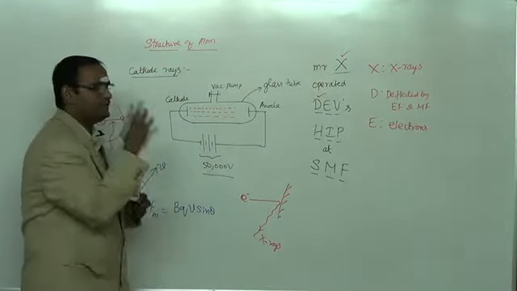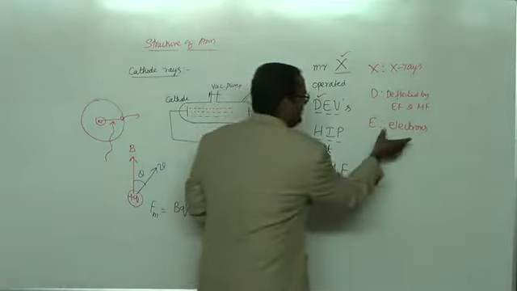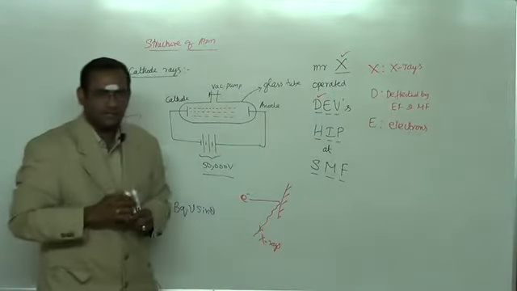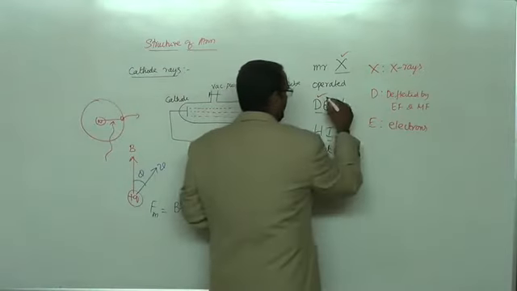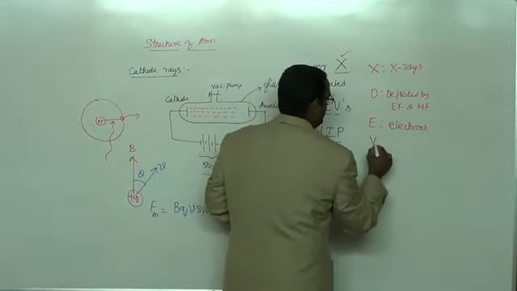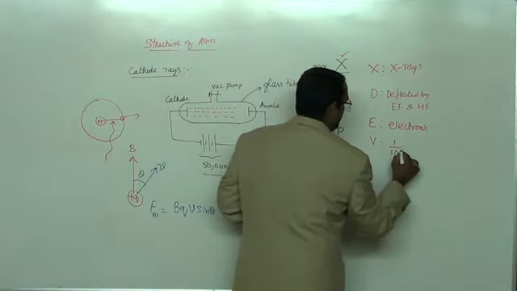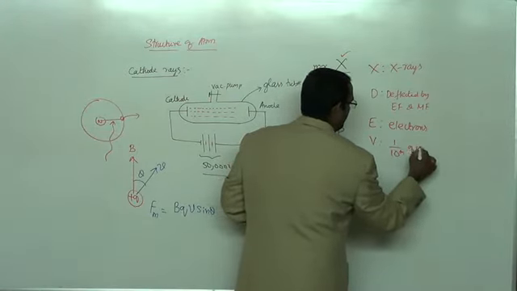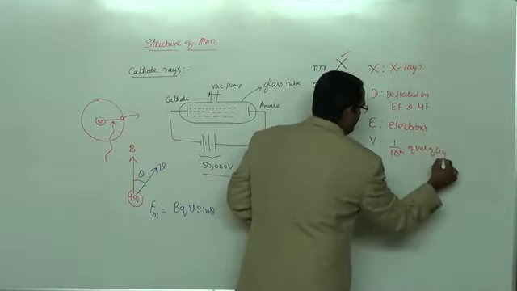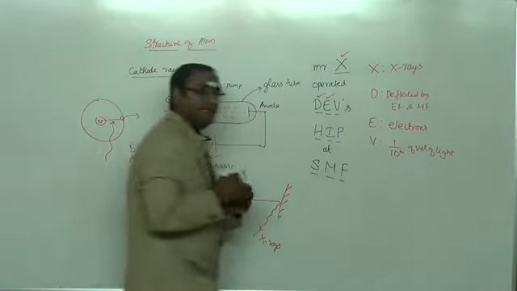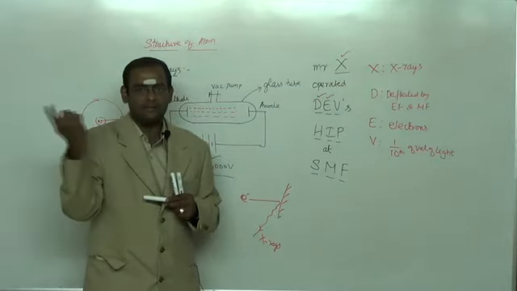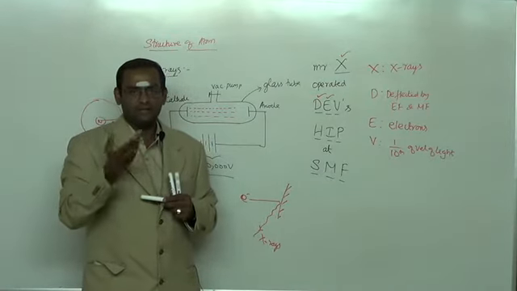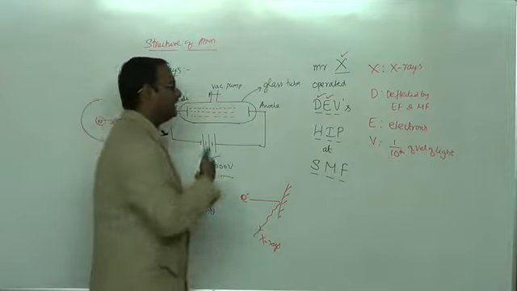Of course, you can rearrange the order and write E as the first point. Cathode rays are nothing but electrons which are negatively charged particles. So next point, E is over. V stands for they travel with almost 1/10 of the velocity of light. Cathode rays travel nearly 1/10 of the velocity of light. The velocity of light is 3 into 10 power 8 meter per second. When I say 1/10, it is 3 into 10 power 7 meter per second.